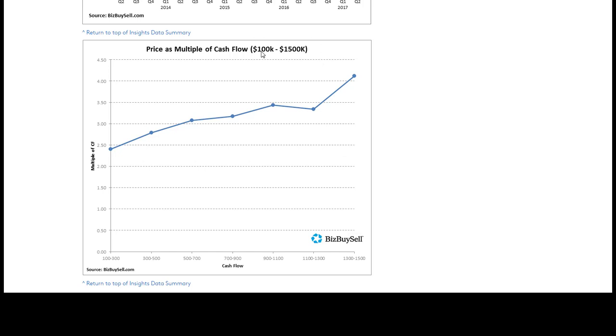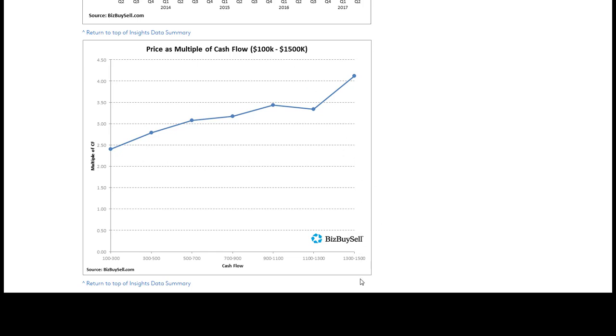What they've done is they've taken businesses from $100,000 in cash flow up to $1.5 million in cash flow, so the larger businesses in this data set. And they've looked at the sale price as a multiple of that cash flow. So businesses from $100,000 to $300,000 in cash flow were selling at about 2.4 times earnings. And that increases right up to the businesses with $1.3 to $1.5 million in cash flow.